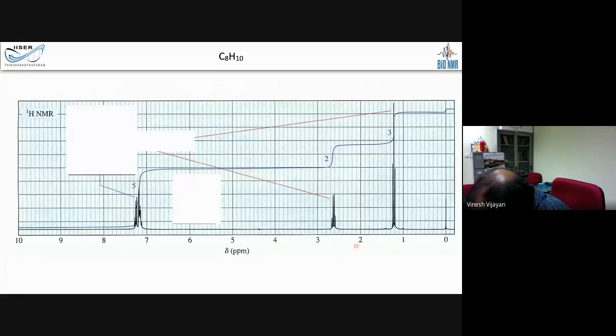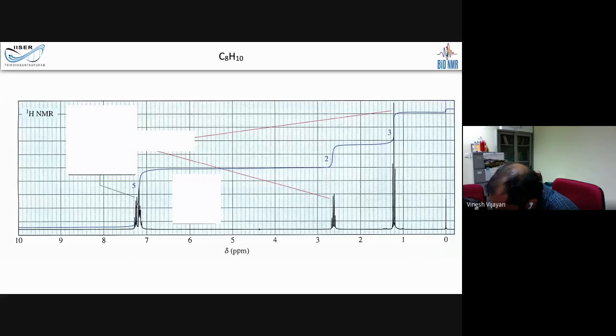Now at 2 to 3, there is a quartet. That means there are 4 peaks, which means this resonance is coupled to a CH3. While here, at 1.2 ppm or so, there is a triplet. That means this one is attached to a CH2.